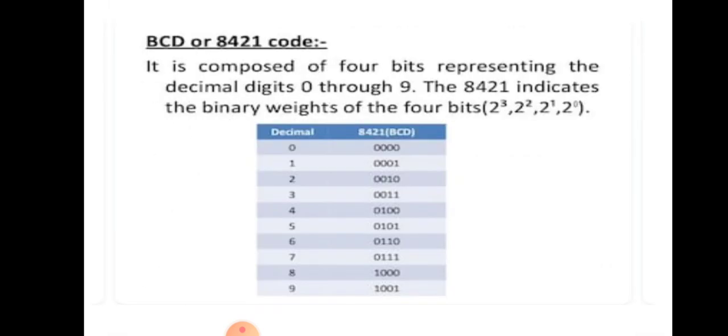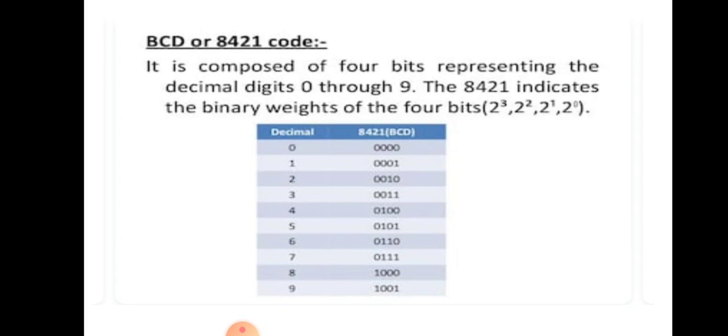Now moving ahead, we will see the BCD or 8421 code. It is composed of 4 bits representing the decimal digits 0 through 9. The 8421 indicates the binary weight of the 4 bits.